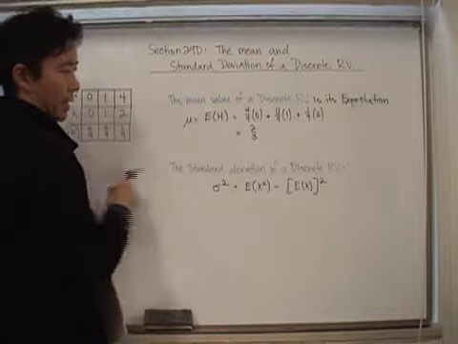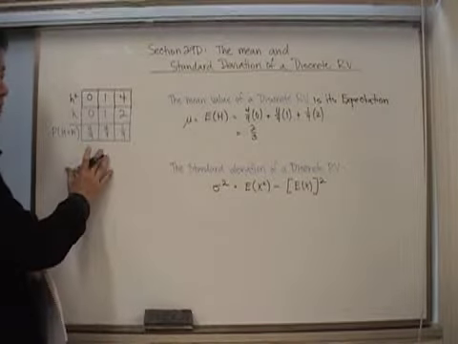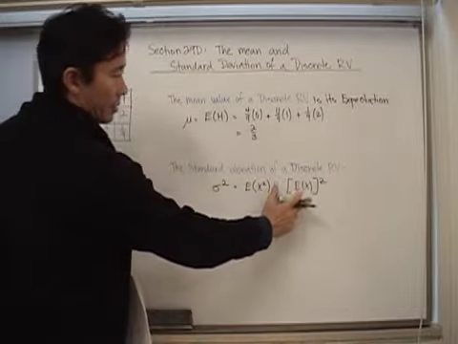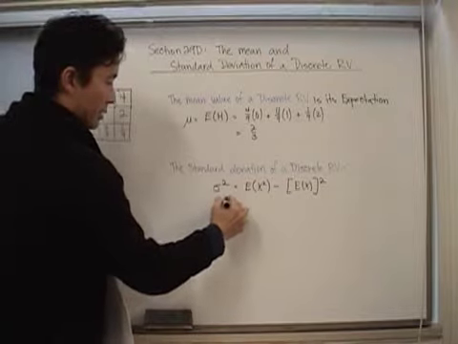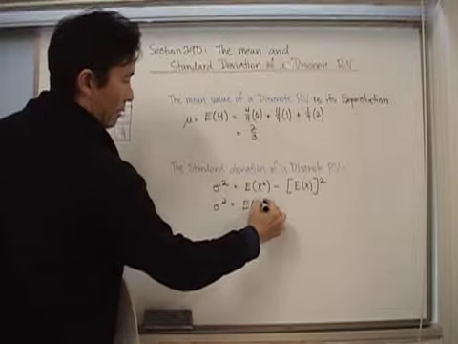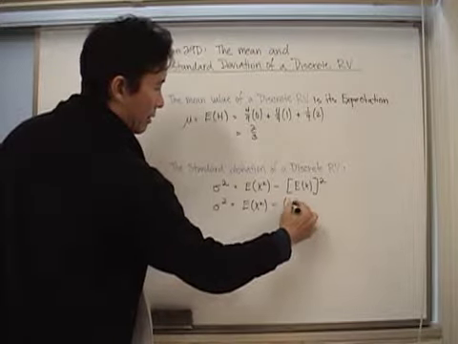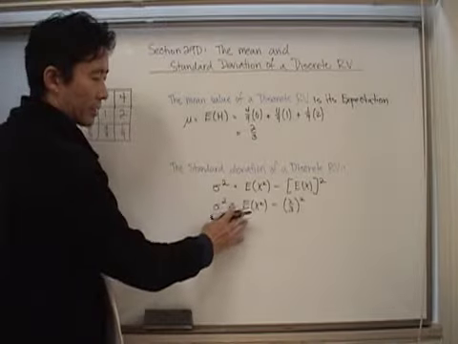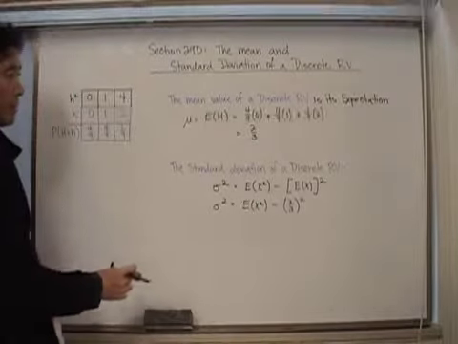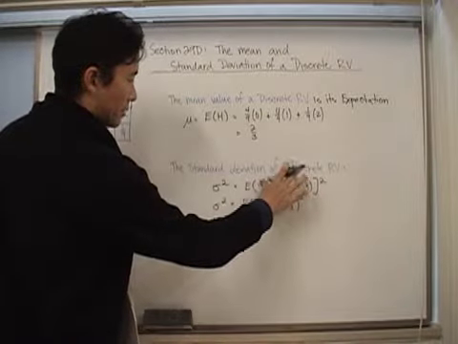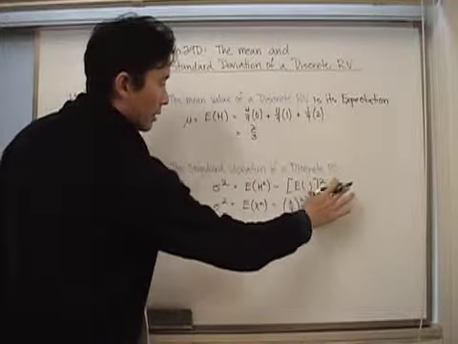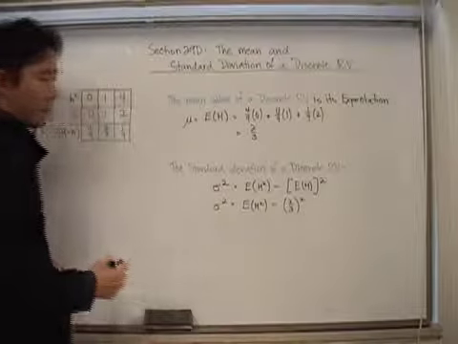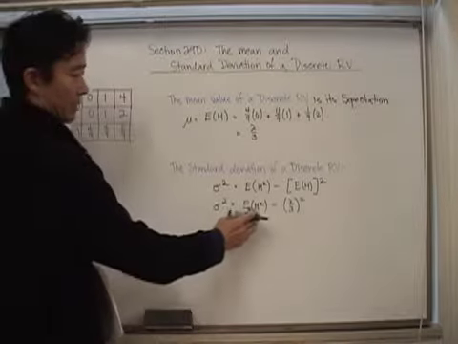Now, let's calculate the standard deviation for this particular example. We already know that the expectation is 2/3, so I can substitute the 2/3 here and square it. Now the question becomes, how do you find the expectation of x squared? Well, here, sorry, h, let's use h in this case because we're talking about h. How do we go about finding the expectation of h squared?